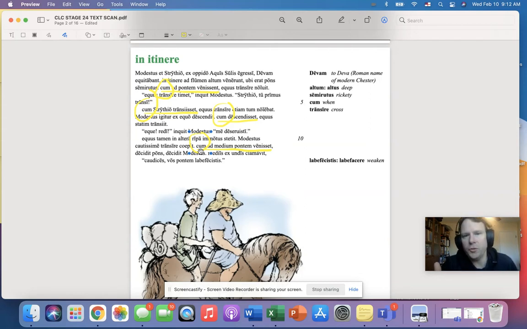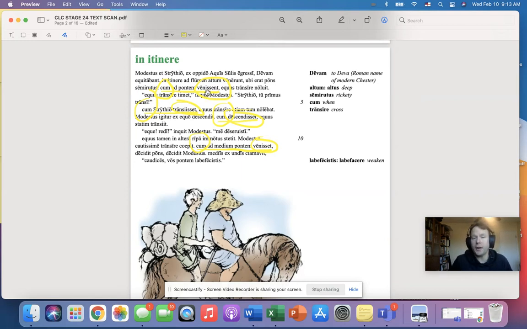So I'm hoping that you notice two things immediately. One is cum at the beginning of the sentence, and that's probably not even the most obvious one. The other really consistent thing is, look at the verb in each one of these. Cum ad pontem venissent, cum Strythio transisset, cum descendisset, cum ad medium pontem venisset. So we see this ending on venisset, transisset, descendisset, venisset. What we have here is part of our About the Language. It's called the pluperfect subjunctive.